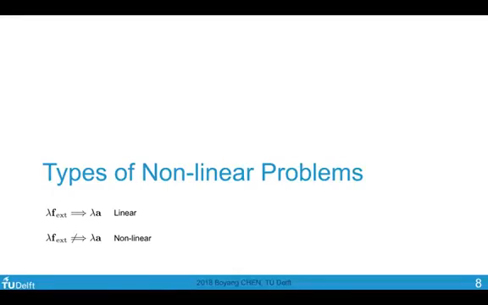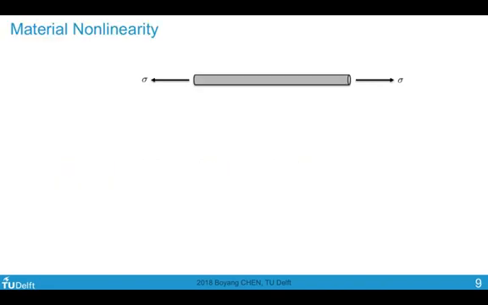Hello everyone. In this video, I'm going to talk about the different types of nonlinear problems in structural analysis. The first type of nonlinearity I would like to talk about today is material nonlinearity. So taking this bar, for instance, let's say we subject it to uniform tension. Eventually, if it is made of steel, the bar is going to yield.